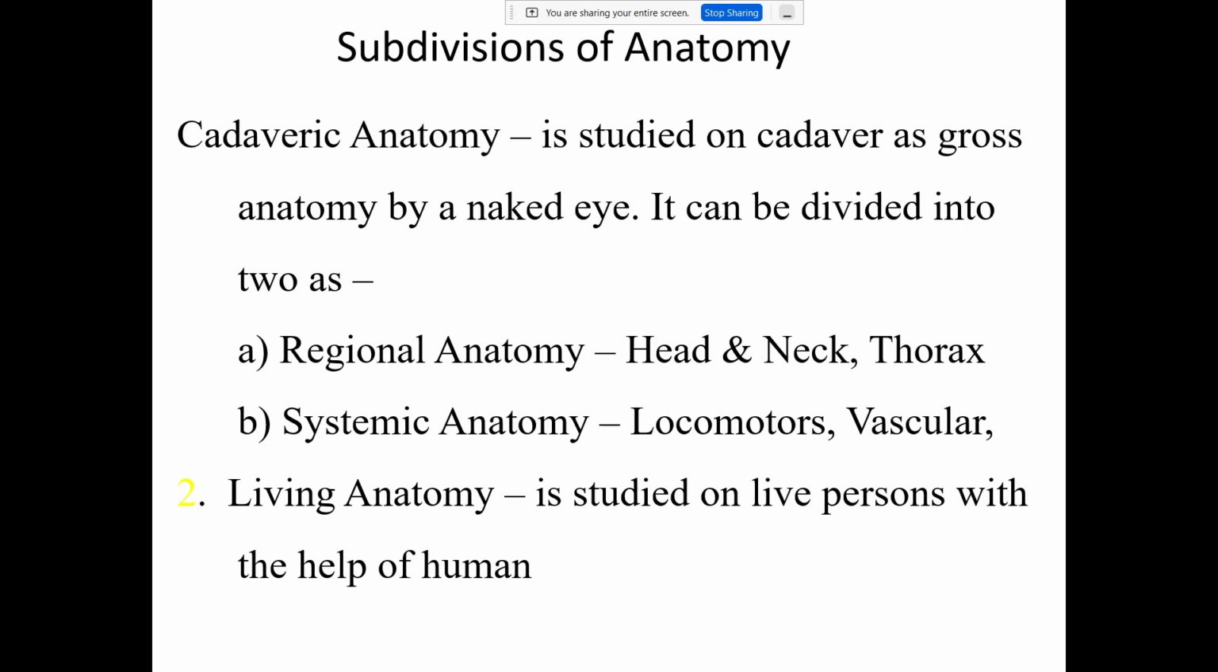Cadaveric anatomy means the study on cadavers, that is, gross anatomy study by direct observation. The whole medical science is based on cadaveric anatomy. Once we have made clear this cadaveric anatomy, only then will we be perfect in living anatomy. That is why cadaveric anatomy is nothing but the basic study of anatomy related to the cadaver, how we have to go about it.